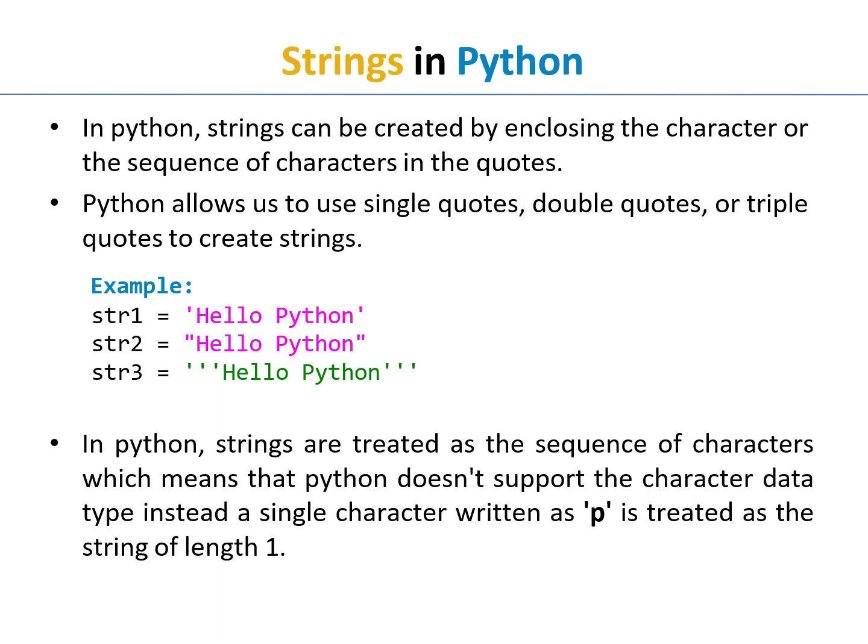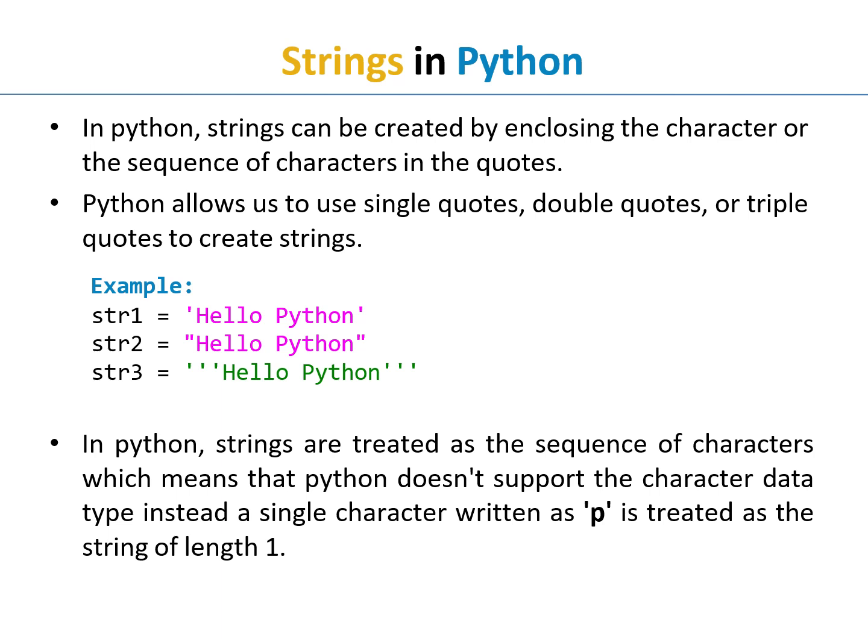In Python, a string can be created by enclosing a character or sequence of characters in quotes. Python allows us to use single quotes, double quotes or triple quotes to create a string. For example, the variable str1 is equal to 'Hello Python' using single quotes, and then using double quotes it's declared as a string "Hello Python", and then using triple quotes to declare a string variable.